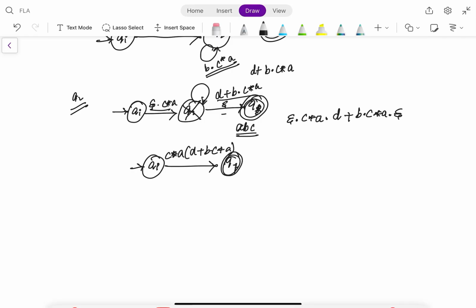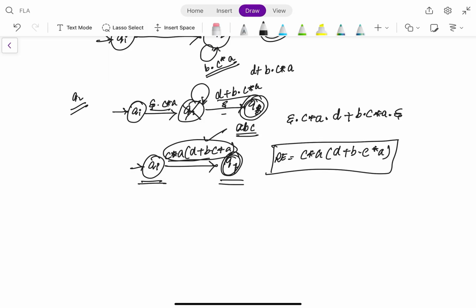So now we have only the initial state and the final state. Whatever the cost here, that is your regular expression. So RE is equal to C star A into B plus B dot C star A.